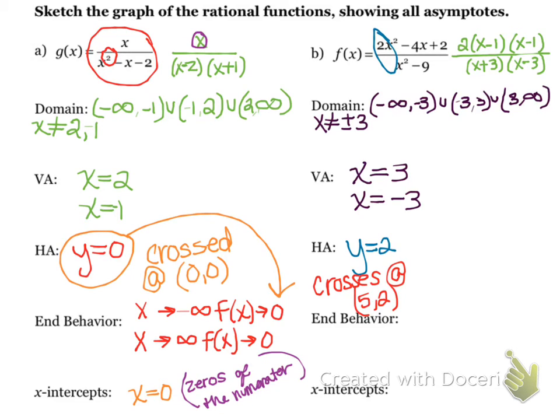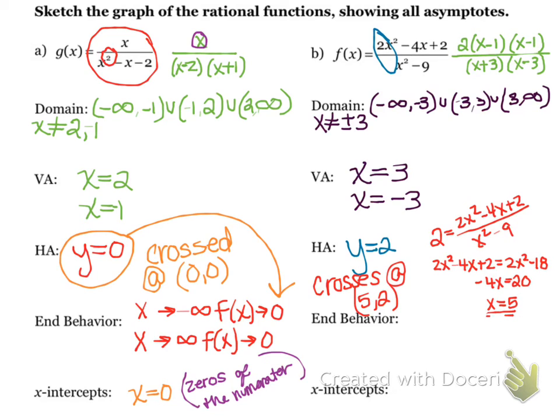So how do you know this without looking at the calculator? Well, if I have a horizontal asymptote at 2, then that means y equals 2. So I could set this whole original function equal to 2. So I have 2 equals 2x squared minus 4x plus 2 over x squared minus 9. If I multiply both sides by x squared minus 9, I get 2x squared minus 4x plus 2 equal to 2x squared minus 18. And then when you solve, you get negative 4x equals 20, and then x equals 5. So it's just pretty much setting it equal to y and then solving for x, or vice versa.